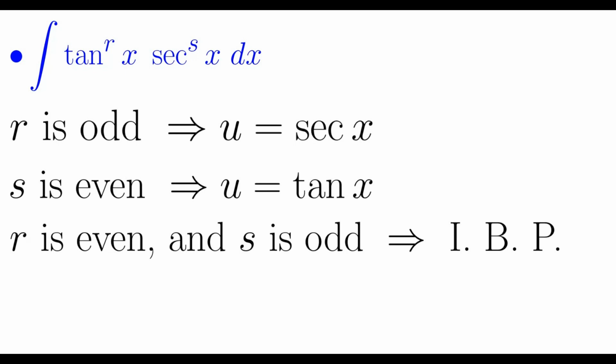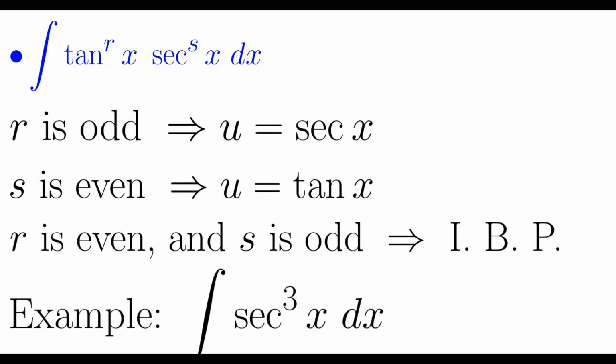If r is even and s is odd, then you would want to use integration by parts. So what you do is you write down powers of tangent in terms of secant. You get everything in terms of secant, and then you can use integration by parts. Here's an example, the integral of secant cubed dx.